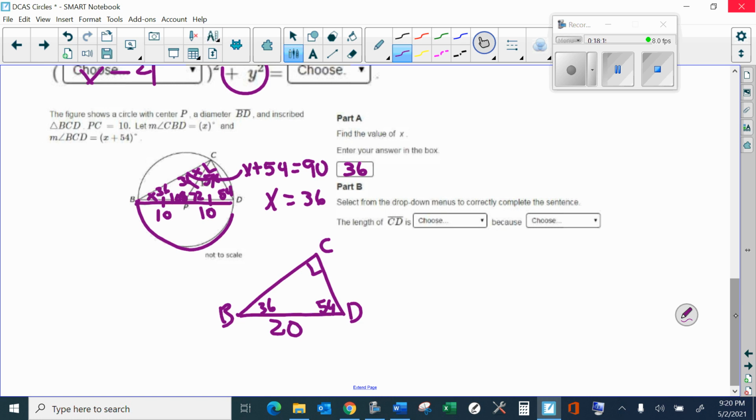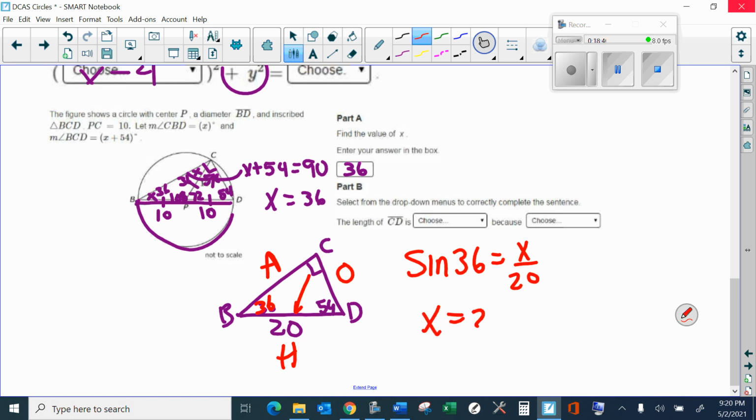Now it's SOHCAHTOA. If I'm going to use the 36, then this is the opposite side, and there's my hypotenuse, always across from the right angle. There's my adjacent. So I want CD. So O over H, which is sine. So the sine of 36 equals X over the hypotenuse 20. So X equals 20 sine 36. That's the exact answer. It says the length of CD is blank because blank. They probably have you choose a sine function in there as well. So now you can figure out that length. And there you go.